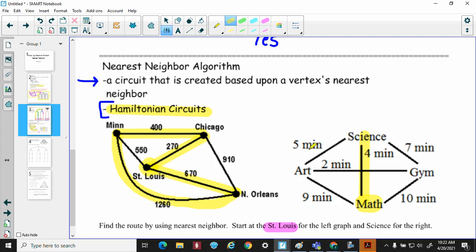From science, I can go to art, which is 5 minutes. I can go to the gym, which is 7 minutes. Well, art is the closest neighbor. So from here, I have to complete the circuit. So even though the gym is closer, I would have to go to the gym regardless because I have to complete the circuit, which means I have to go to the gym and then go back to math. And that's your nearest neighbor.